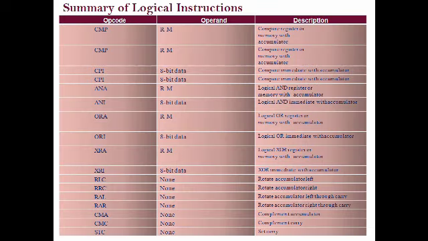So these are the summary of the logical instructions. The logical instructions we have already seen are compare, AND, OR, XOR and rotate instructions. These are summarized in front of you. You can quickly go through it before we go for the next category of instructions, which is branching instructions.